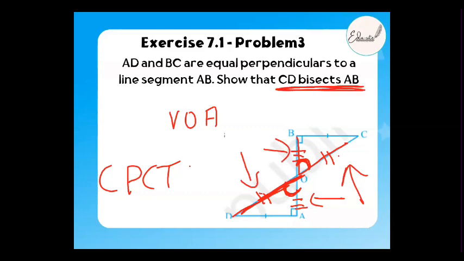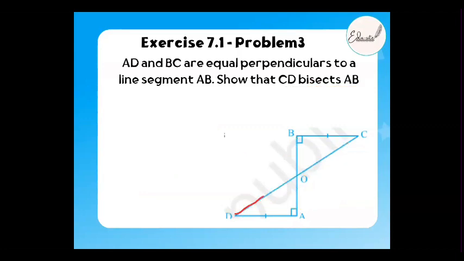Bisect का मतलब क्या होता है? What does bisect mean, Laiba? CD bisects AB का मतलब क्या होता है? ये perfectly half में divide कर रही है. CD की line AB की line को perfect halves में divide कर रही है. Okay? Understood? CD bisects AB का मतलब क्या हुआ? That this line CD has divided line AB into two equal halves. That's all. Alhamdulillah. So we'll quickly see the next problem.